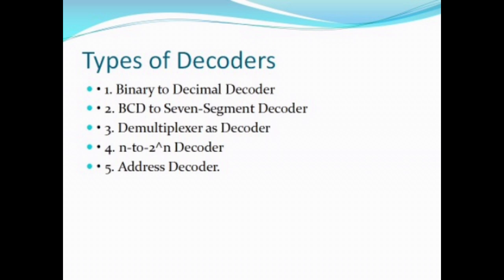The next type is the n to 2 to the power of n line decoder. Very common types are the 2 to 4 decoder, 3 to 8 decoder, and so on. It's mainly used in address decoding, memory selection, etc. The address decoder is mainly used in microprocessor and memory circuits. It selects specific memory locations based on input address bits.